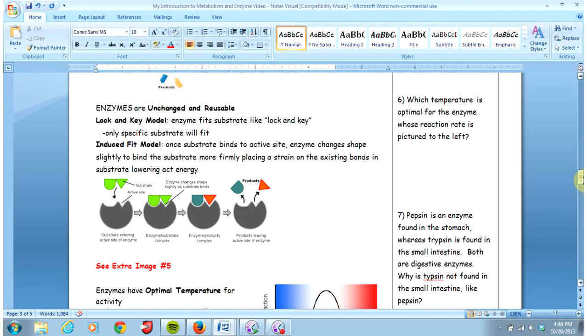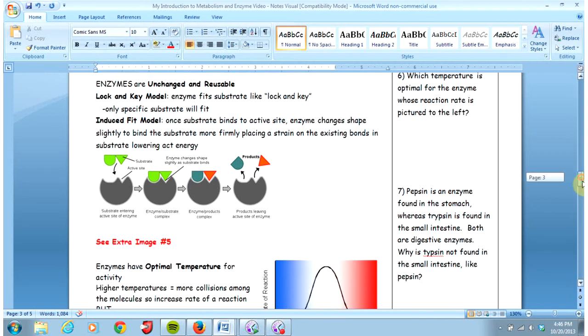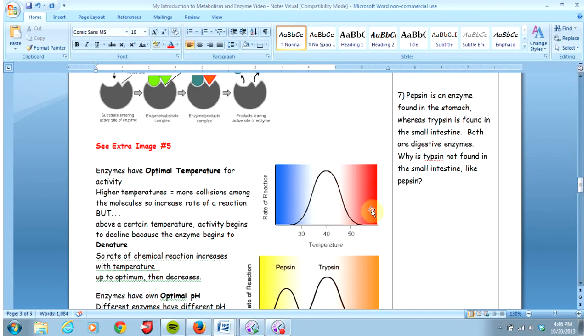In number 6, it asks which temperature is optimal for the enzyme whose reaction rate is pictured to the left. So that's referring to this graph right here. And notice that the rate of reaction on my y-axis is highest when my temperature is 40 degrees. I assume they mean 40 degrees Celsius.